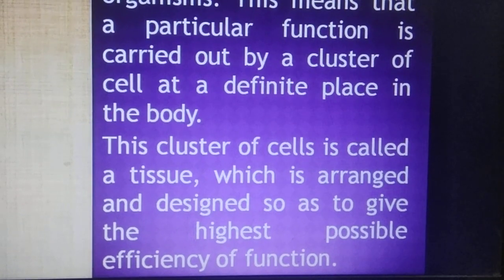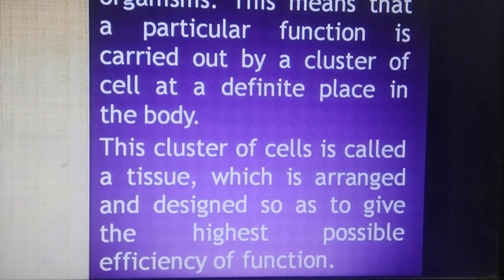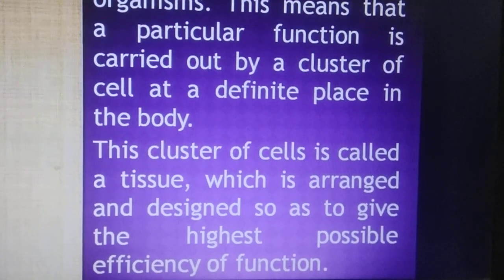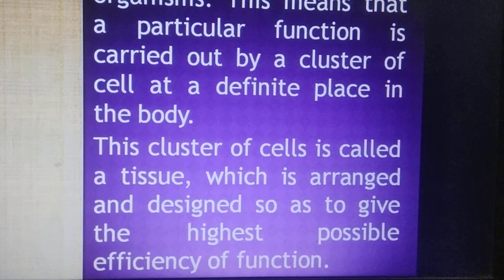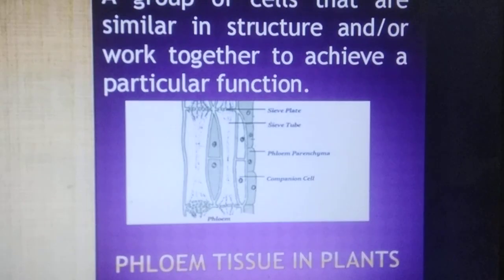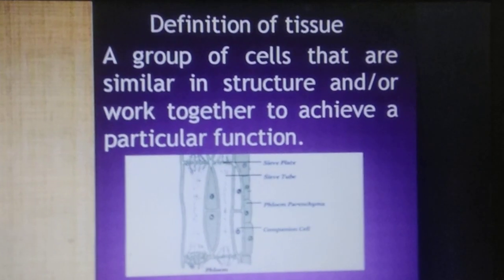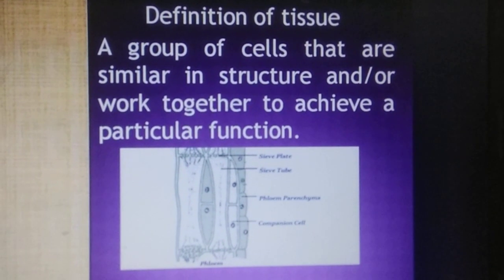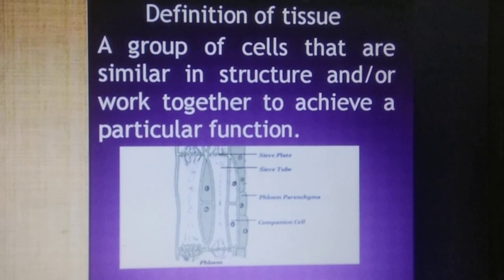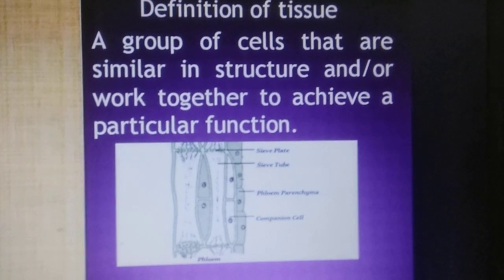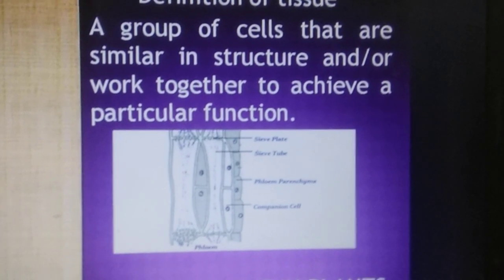So, this group of cells which performs a particular function very efficiently, we call a tissue. So from here we have a definition of tissue: a group of cells that are similar in structure and or work together to achieve a particular function.